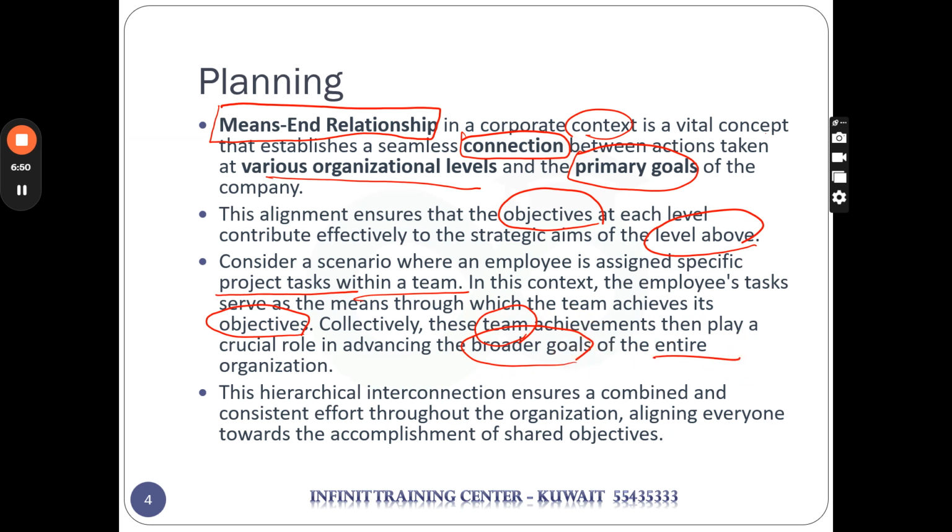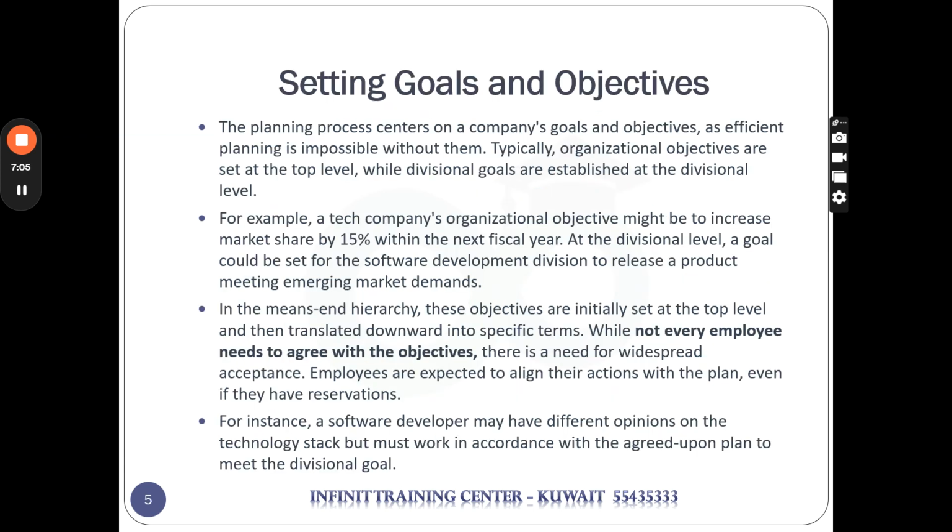So there is a hierarchy. This hierarchical interconnection ensures a combined and consistent effort throughout the organization, and it is going to align everyone to achieve the objective of the company.